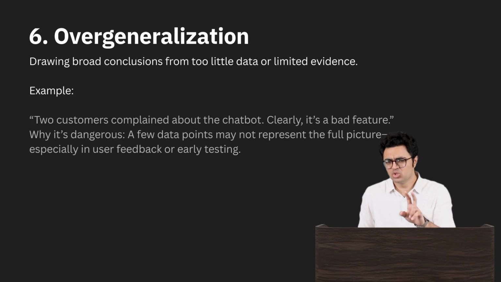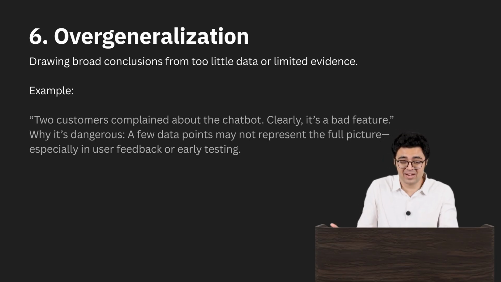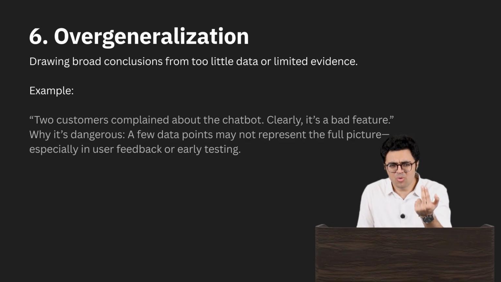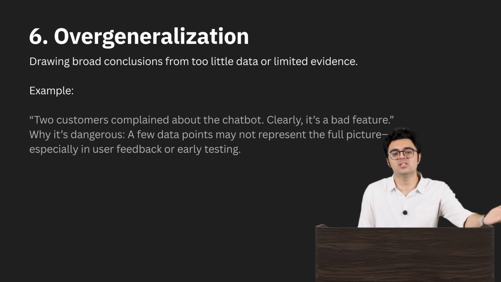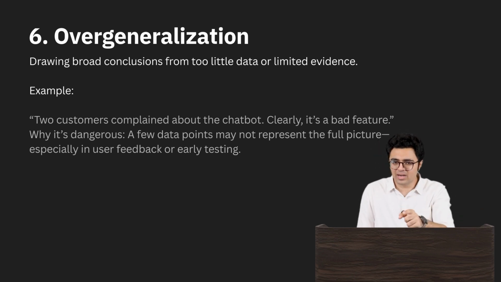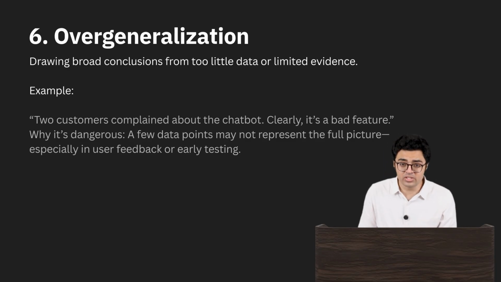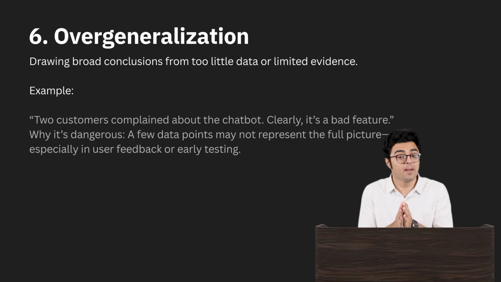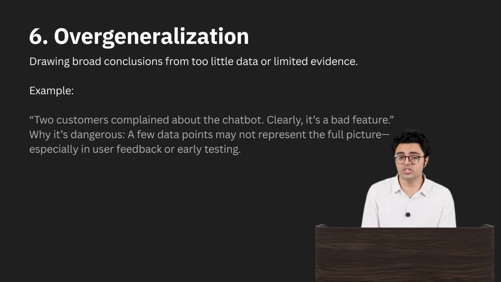For example, two customers complained about the chatbot. Clearly, it's a bad feature. But only two customers did that. How can you make a universal assumption based on two customer complaints? So, arriving straight at that conclusion is faulty. Here's why it is dangerous. A few data points may not represent the full picture, especially in user feedback or early testing. So steer clear of overgeneralization.